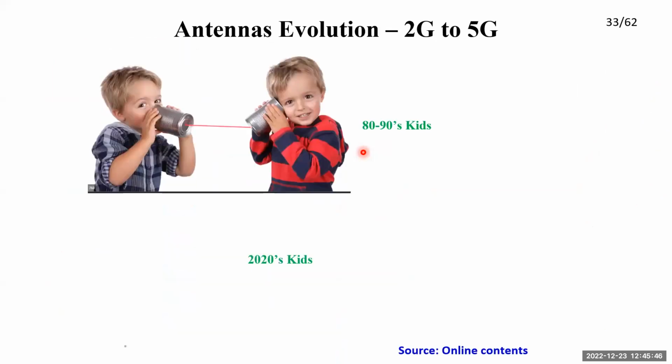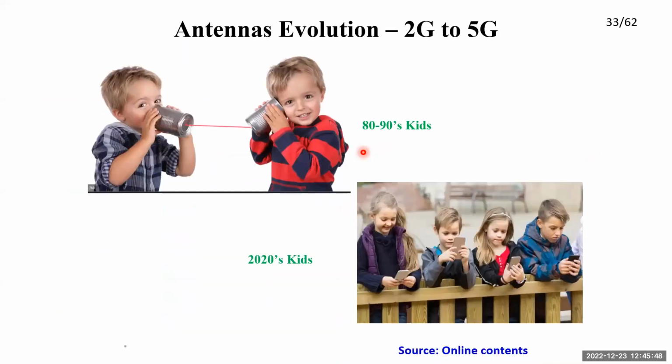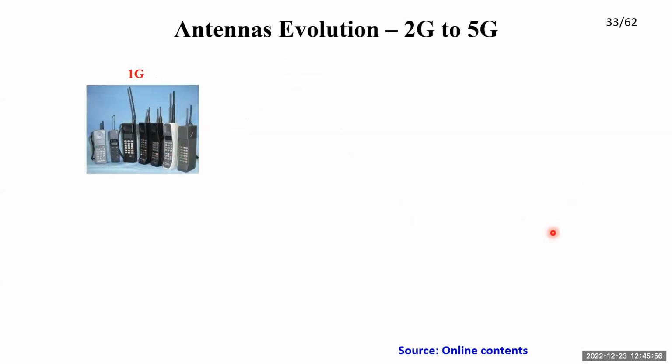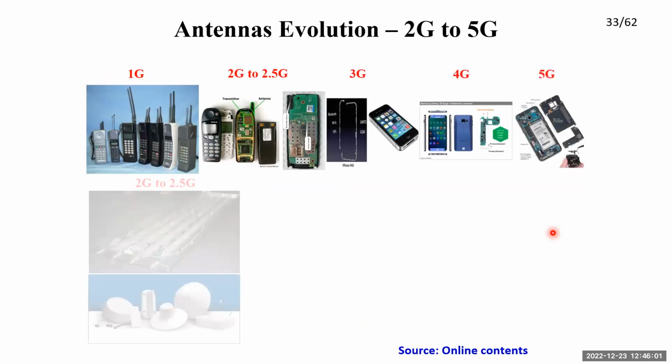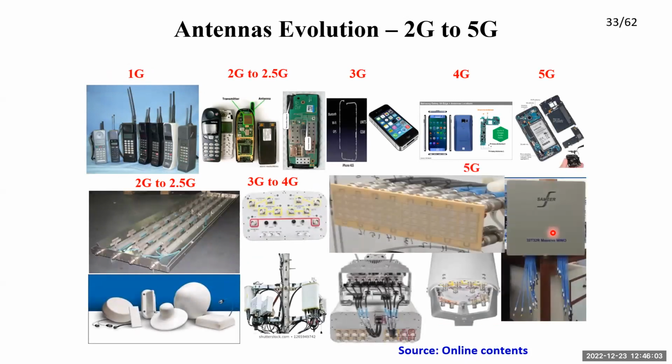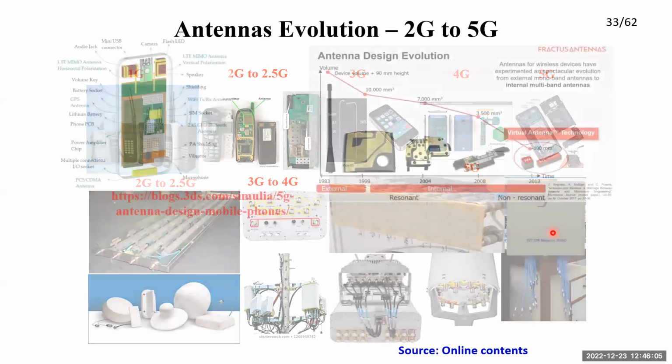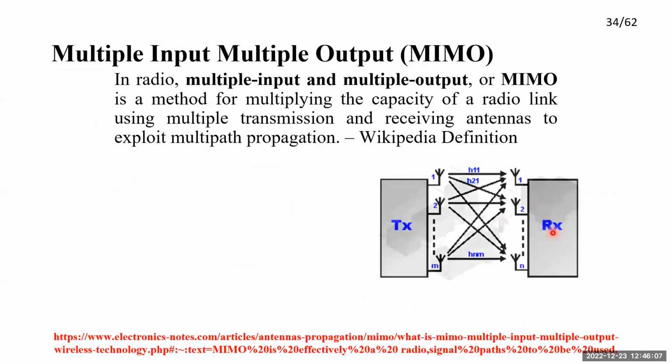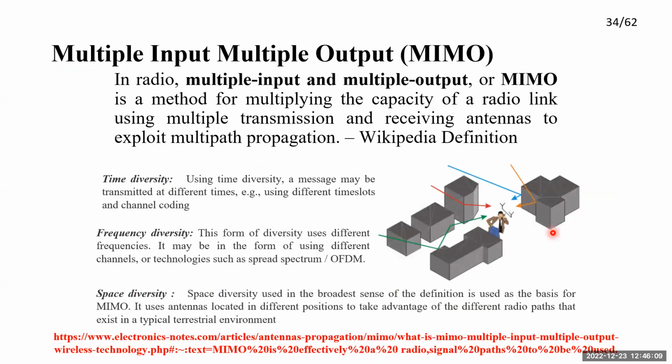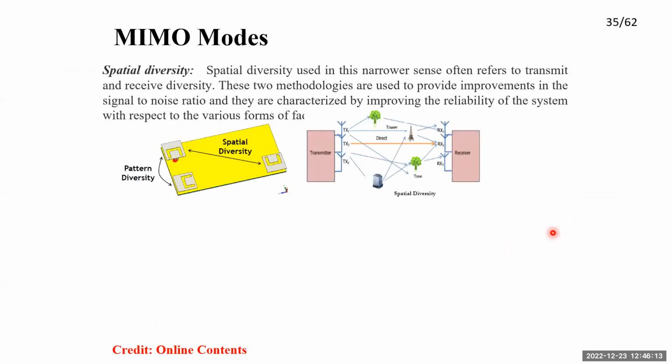Next, just to highlight the antenna evolution. Initially, we 90s kids were talking in this fashion. We used smart antennas at that time, but now kids are like this. Unfortunate. Next, it's not required for you, just how these antennas evolved, and MIMO. Several MIMO techniques came up for time diversity, frequency diversity, space diversity, and MIMO modes.